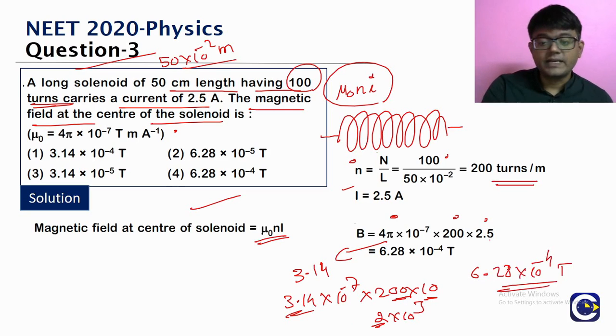Everything is taken in the SI unit, right? So the value will be coming in what? Tesla. So what is the correct answer for this? 6.28 into 10 power minus 4 Tesla. Look at this. Option 4 is the right answer.